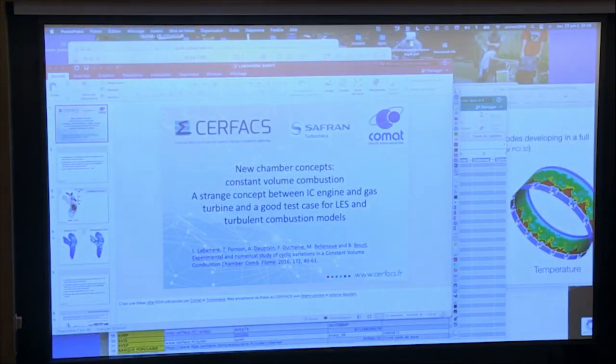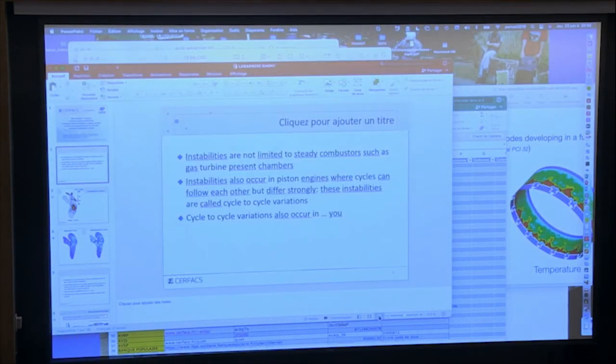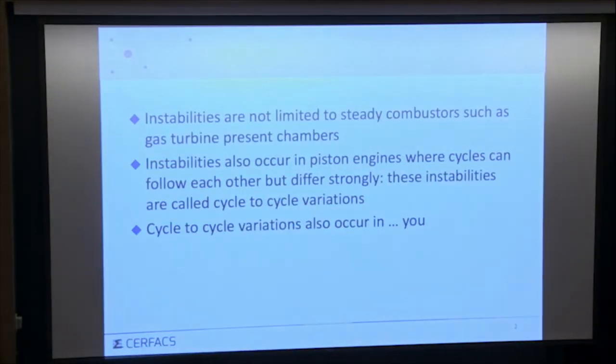So constant volume combustion, if this thing is not dying on me, this is PowerPoint, you know, I'm never using PowerPoint normally, so it hates me. I'm going to convert it to Keynote. Okay, it seems it's happy now.